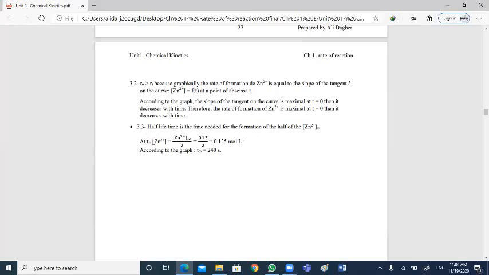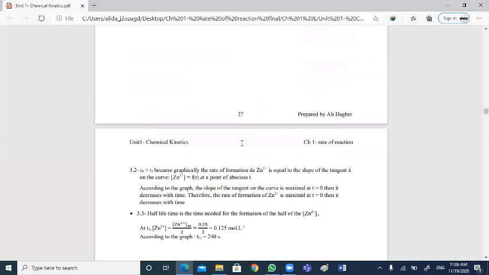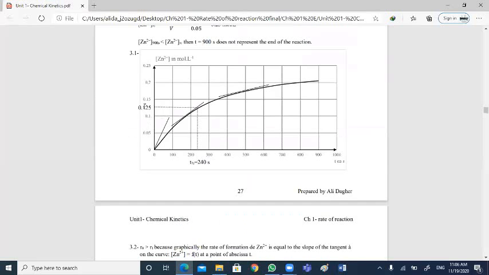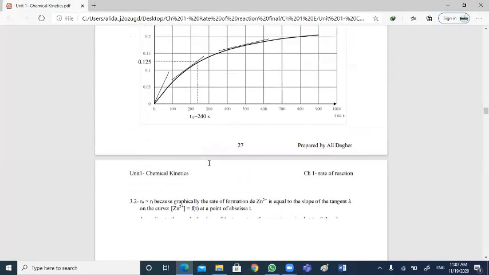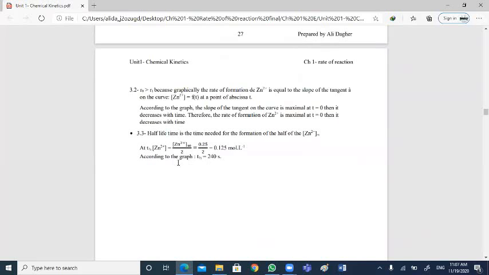At t half, concentration of Zn2+ equals concentration at infinity over 2. Concentration at infinity we have calculated it equal to 0.25, over 2 equals 0.125 mole per liter. According to the graph, this is 0.125. The abscissa of this point is the half-life point. T half equals 240 seconds. We write according to the graph T half equals 240 seconds.